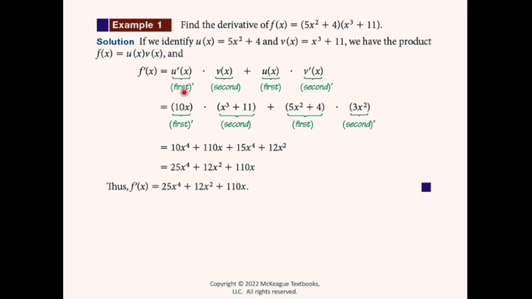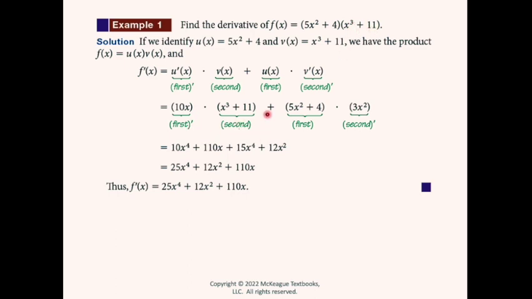So I take the derivative of u. The derivative of u is going to be just 10x. You bring the 2 down in front, that gives me a 10, and I have x to the first, and then the derivative of a constant is 0. So I get 10x here, and then I multiply that by v. So that's going to be multiplied by x to the third plus 11.